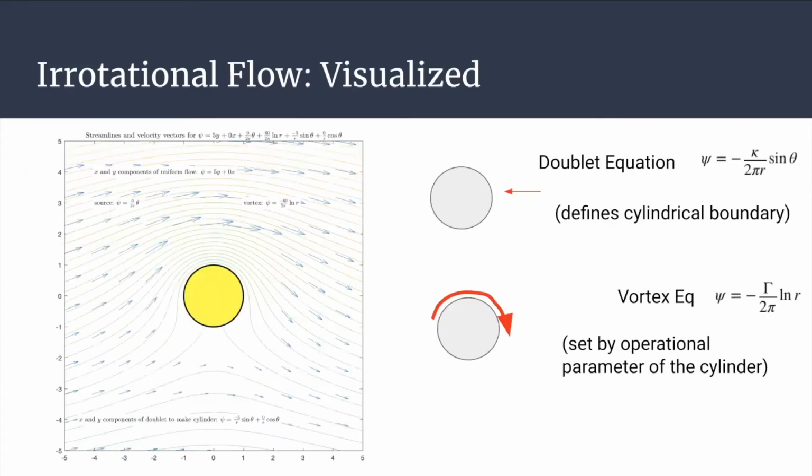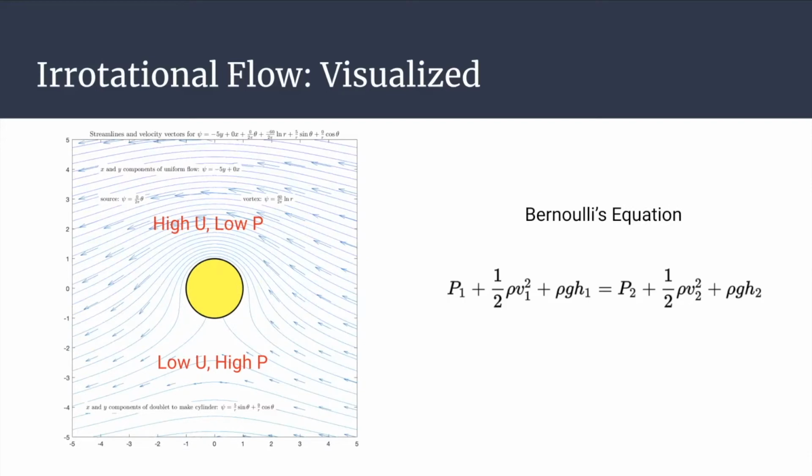For our model, the doublet equation defines the cylindrical boundary of the Flettner rotor, while the vortex equation alters the streamlines around the cylinder based on the circulation or rotation rate of the cylinder. Applying Bernoulli's equation to the volume around the cylinder, which applies if viscosity is neglected, shows that there is an increase in velocity over the top of the cylinder, which means that there is a decrease in pressure compared to downstream. This means that there must be a subsequent increase in pressure over the bottom portion.